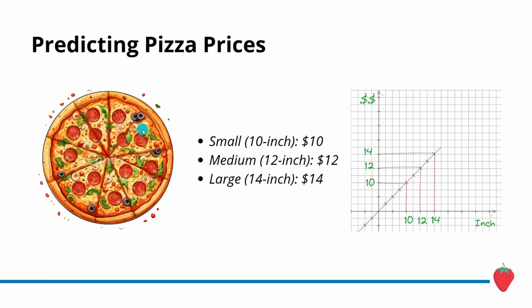Starting with a simple analogy. Let's say you go to a restaurant that serves solely pizzas, and you go onto the menu and you see the prices. For a small pizza, it's $10. For a medium, it's $12. For a large, it's $14. But you see a pattern.